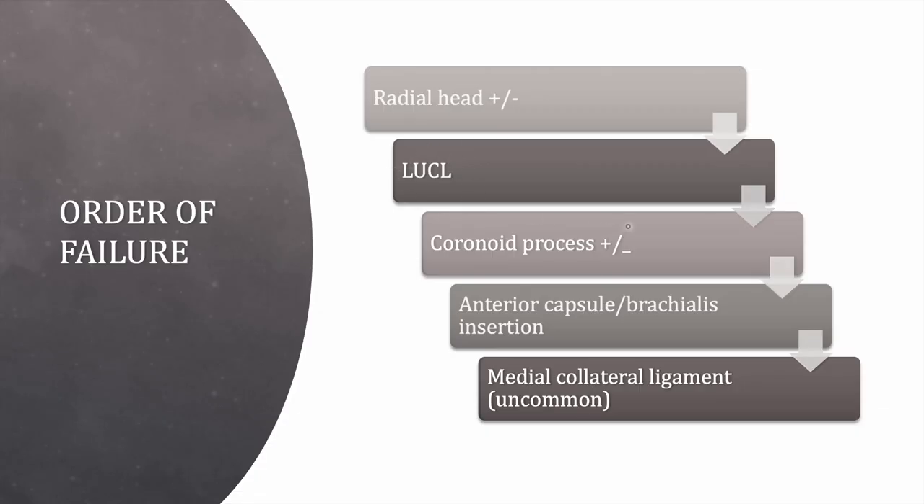Then there can be fracture of the coronoid process also. Again, it's not necessary that it will always be a fracture. Sometimes because of the anterior capsular tear and the tear near the insertion of brachialis, there might be soft tissue failure rather than coronoid tip fracture. So there will be failure but not in the coronoid process. So there can be anterior capsular or brachialis insertion injury. And the last thing that is injured is the medial collateral ligament complex, but again it is very uncommon.